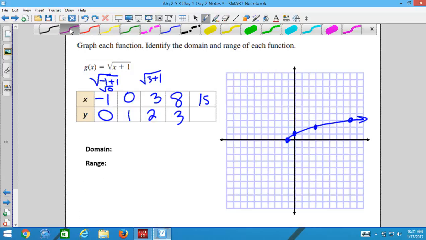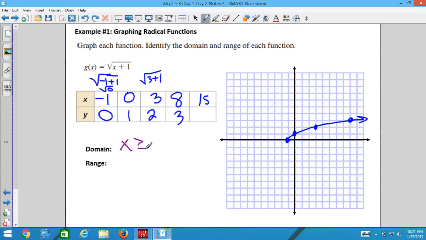So the domain is the left to right. What is the most left this graph goes? Greater than or equal to negative 1. So it starts at negative 1. We'll have x is greater than or equal to negative 1. And then the y's are down to up. So what's the lowest to highest? y is greater than or equal to 0.